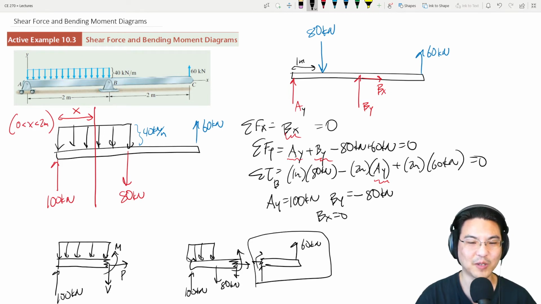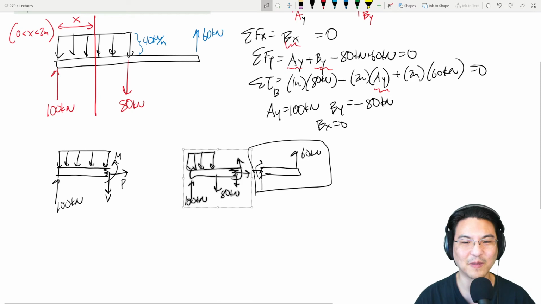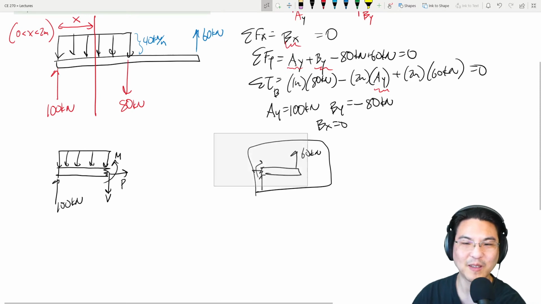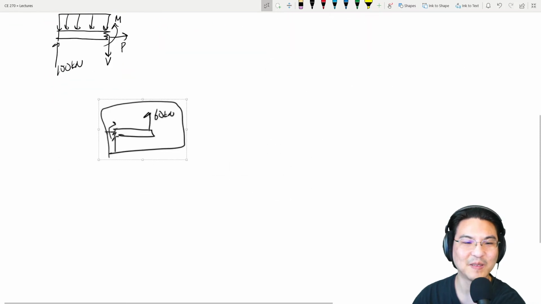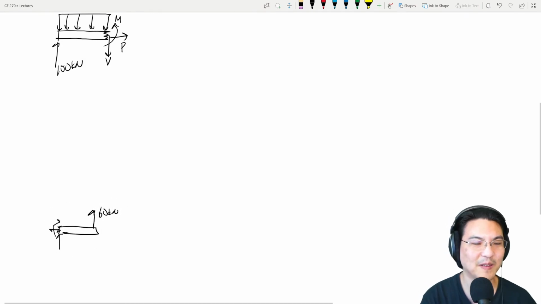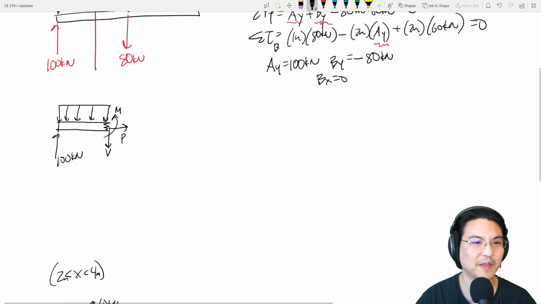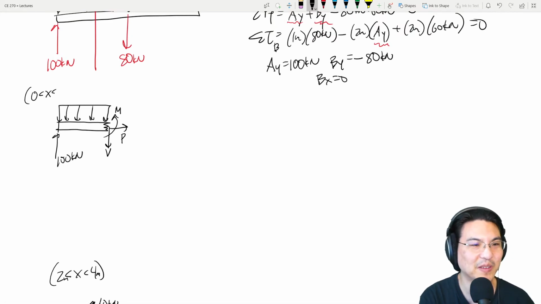Given the choice, I feel like the right section is much simpler. Okay, so I'm going to get rid of this, and I'm going to save this for later. This is the right section when we cut x between 2 and 4 meters. This is the section when we cut it between 0 and 2 meters.